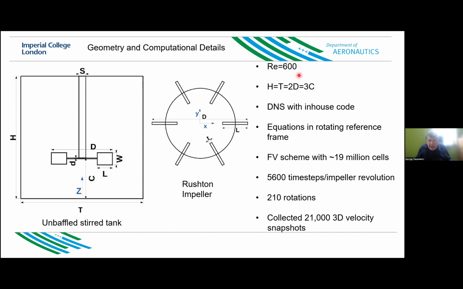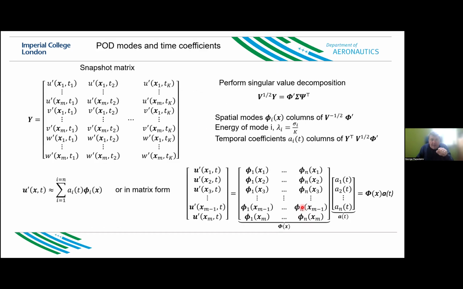I'm going to show you results for a relatively low Reynolds number. In the first case, we are using 600, and the flow is transitional. Later on in the talk, I'm going to show you results for a fully turbulent flow of Reynolds number 30,000. And you can see here some results with respect to the time steps, rotations that we have collected, etc.